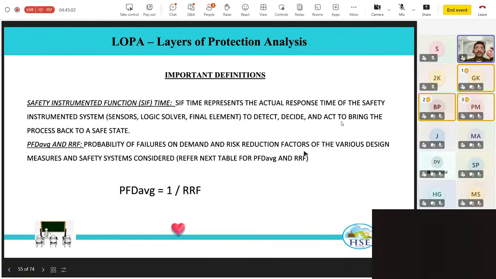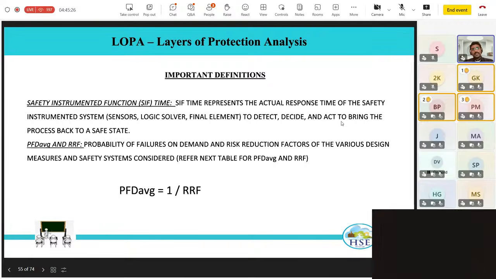Now, SIF time and process safety time are two parameters which many of us, as safety consultants or even process designers, miss. One is safety instrumented function time, and the next one we will see is the process safety time. These things have to be inherently designed such that our system can respond within these times.